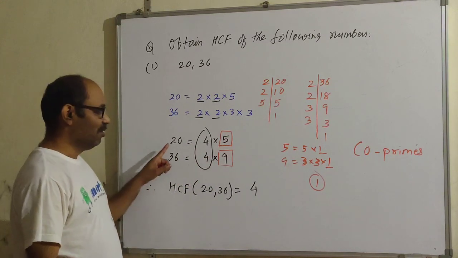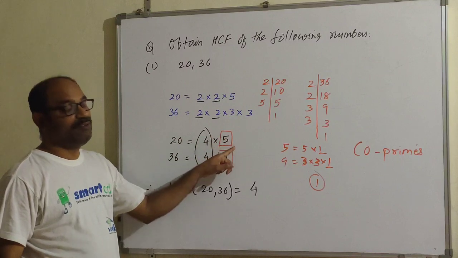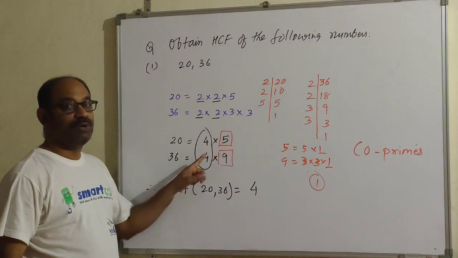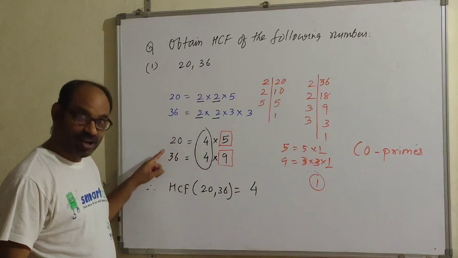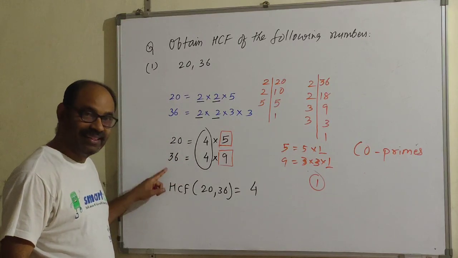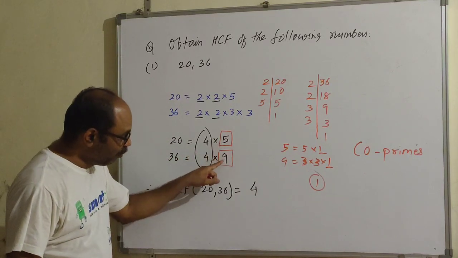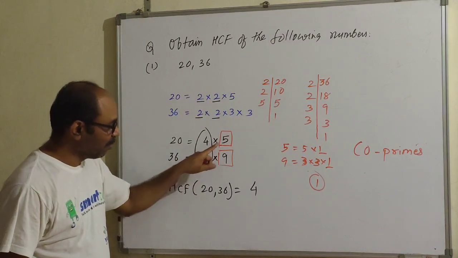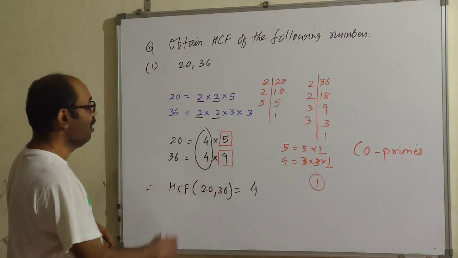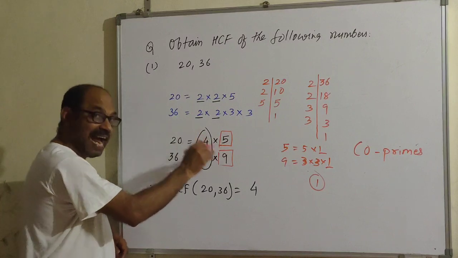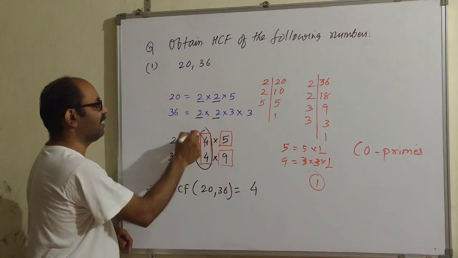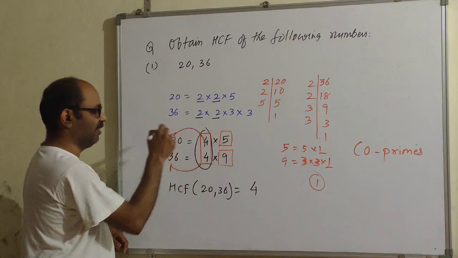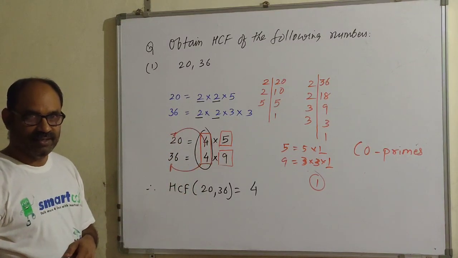Now look here. 20 is equal to 4 into 5. 36 is equal to 4 into 9. This is the highest common factor of 20 and 36. And the remaining two factors, they are co-primes. So in that situation, 4 is said to be HCF of 20 and 36, as I have written here.